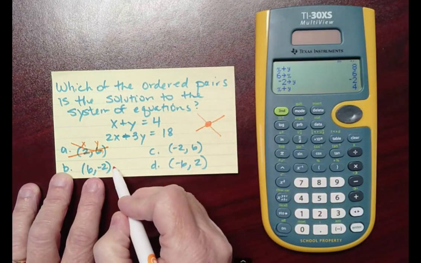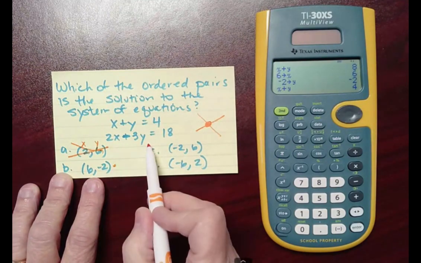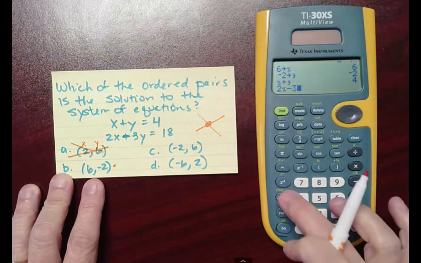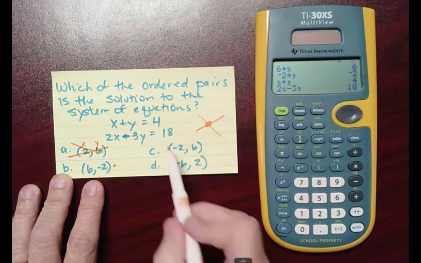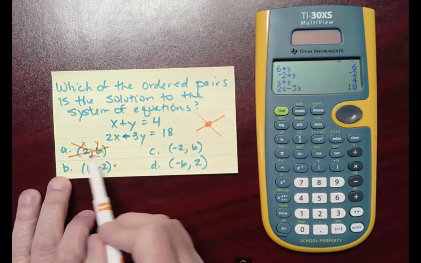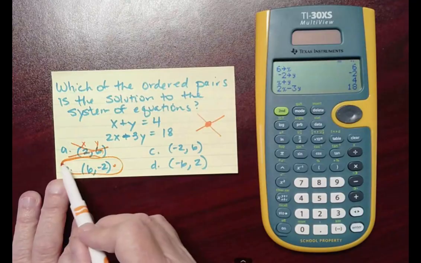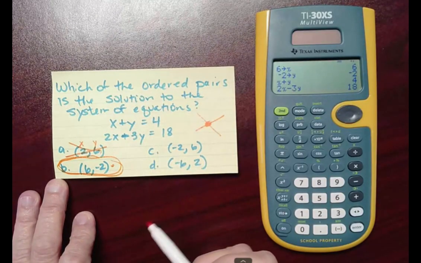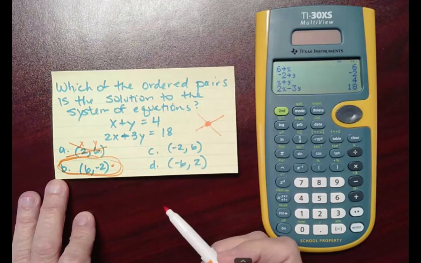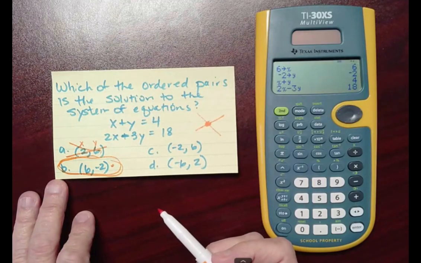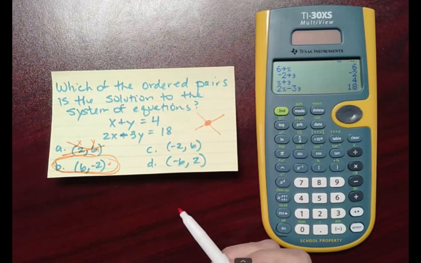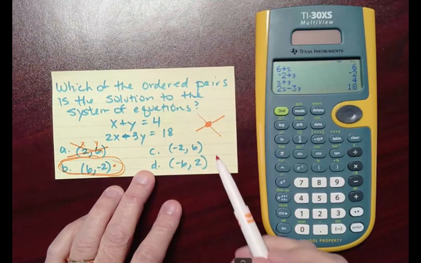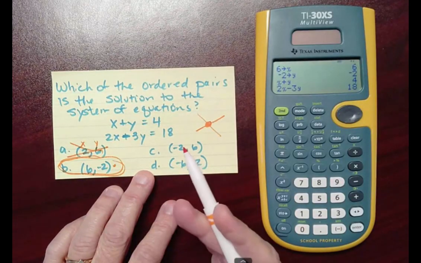It worked in one equation. Does it work in the other one? 2x minus 3y. Did I get 18? I did. That point right there works in both of those two equations, so it is the point where the two lines would cross. You could check the other ones to see if they work.